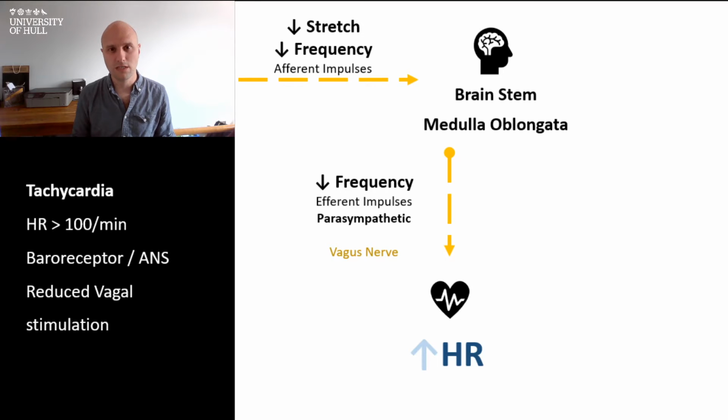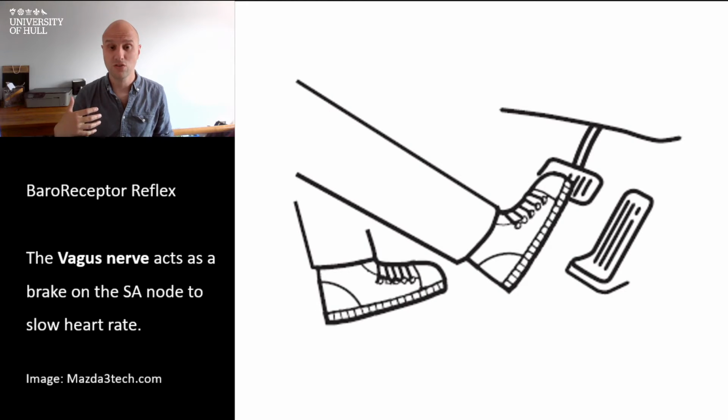Well, you'll recall that the baroreceptor reflex senses stretch. There are stretch sensors in the aorta, and when they're less stretched, there are fewer impulses that travel up to the brainstem, to the medulla oblongata. And based on this and other stimuli, this reduces the vagal nerve stimulation of the heart. And what the vagus nerve does, you'll recall, is act like a brake on the heart to slow down the heart rate.